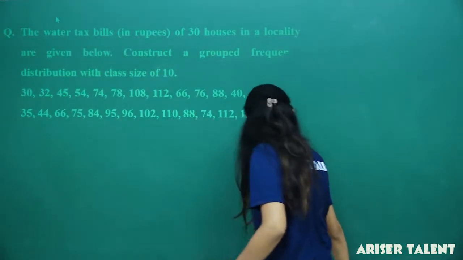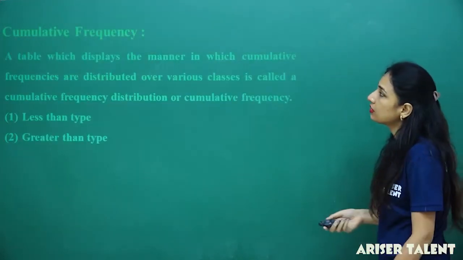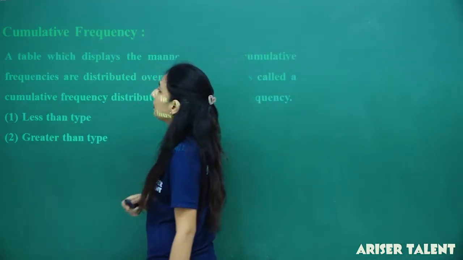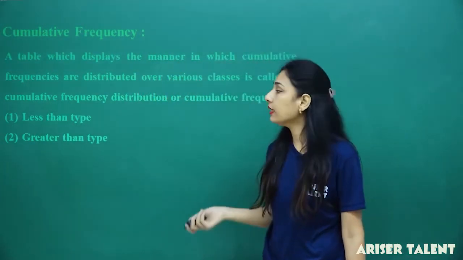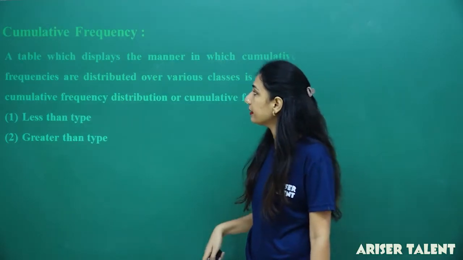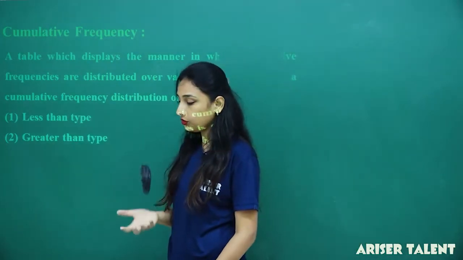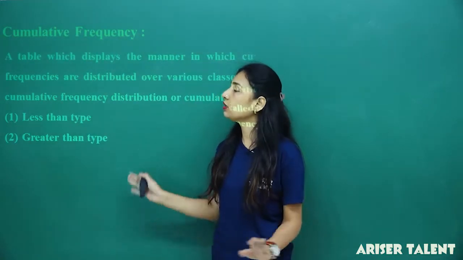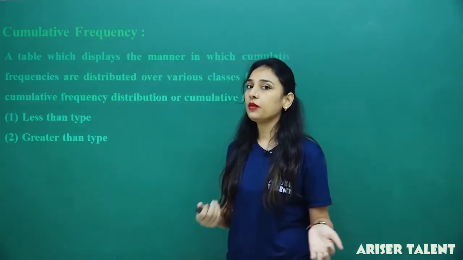Okay. So, our next topic, this is not a question but a topic, is cumulative frequency, and there are 2 types, less than and greater than type. So, students, we are going to cover this particular topic in our next lecture.